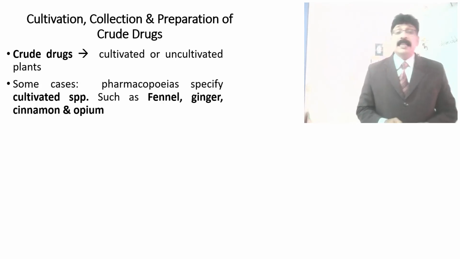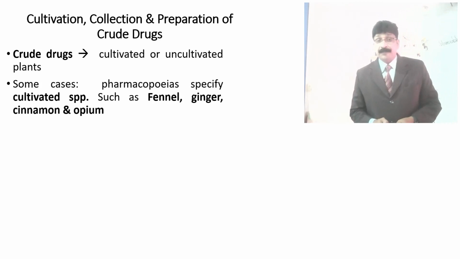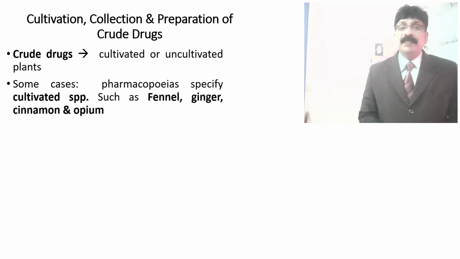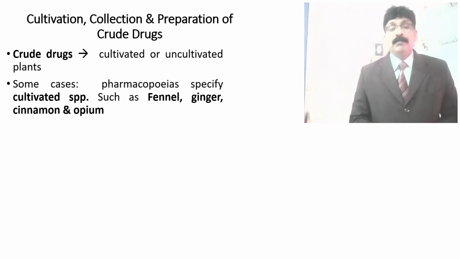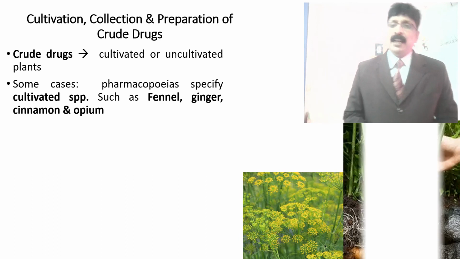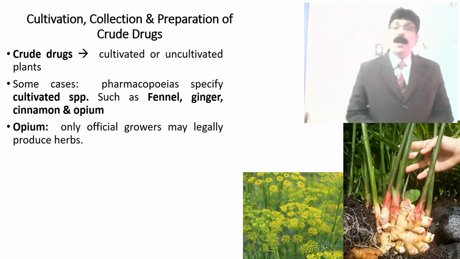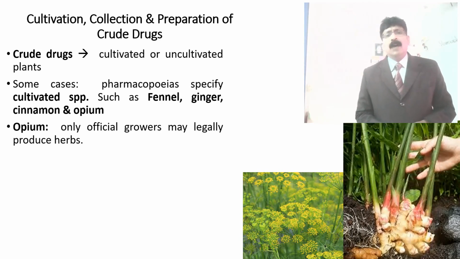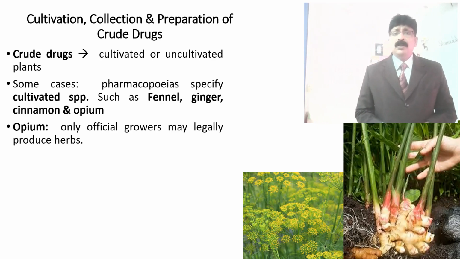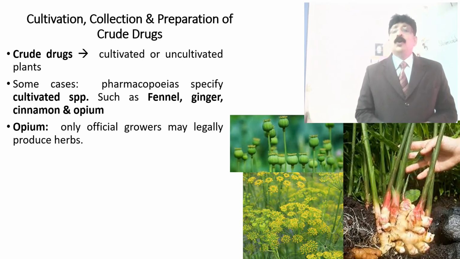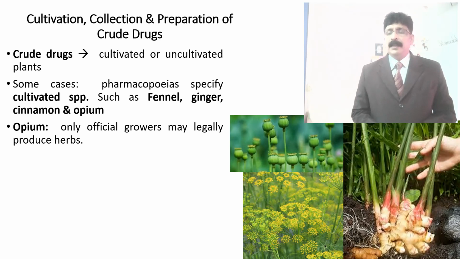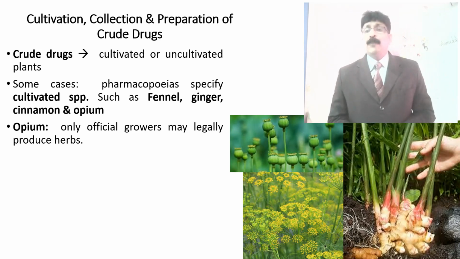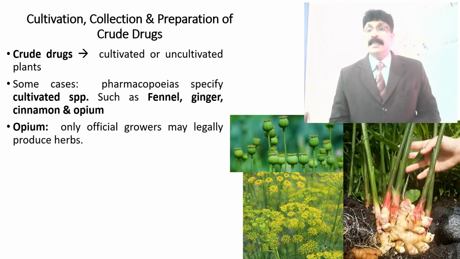Anyhow, we will start with the crude drugs, cultivated or uncultivated plants. In some cases pharmacopoeias specify cultivated species such as fennel, ginger, cinnamomum, and opium. This is fennel, this is ginger. Opium, only officially with permission growers may legally produce herbs. You know that opium is an exudate latex which is obtained from the fruits by making incisions. It's an unorganized drug.